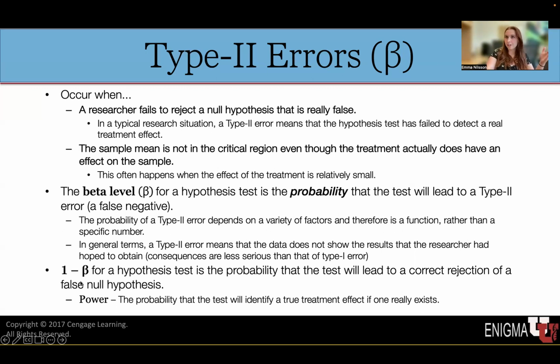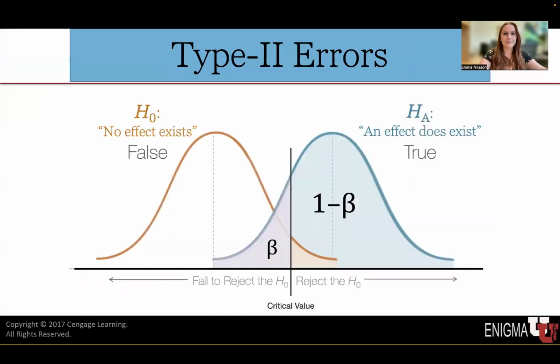The converse, like we talked about, 1 minus beta, is the probability that a test is going to lead to a correct rejection of the false null hypothesis, saying there is an effect when there actually was, and that's called power, the probability that the test will identify a true treatment if one really exists.